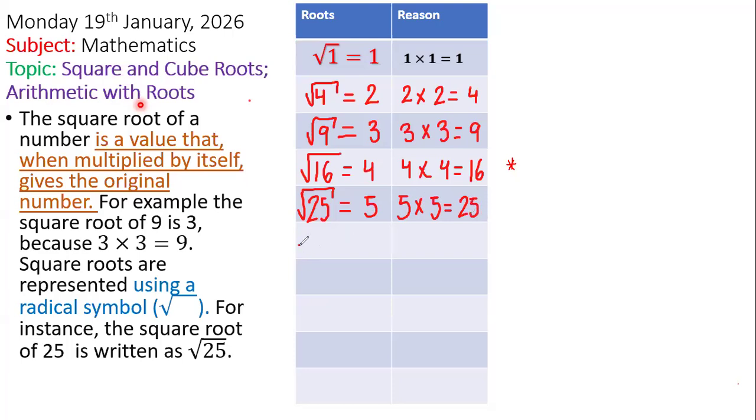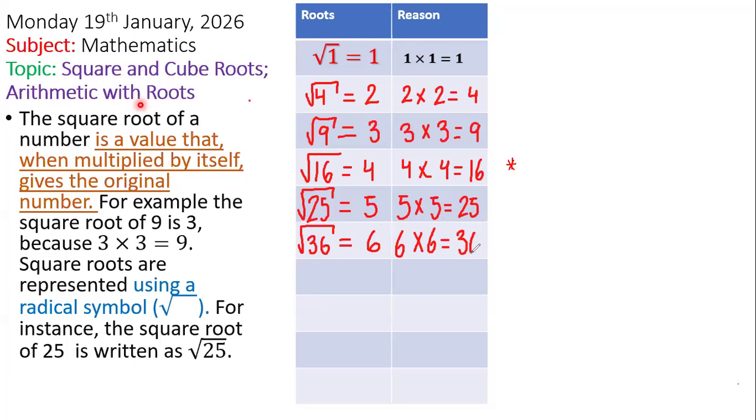Then we have the square root of 36. What is the square root of 36? 6. Very good. What's the reason? 6 times 6 is 36. Very good. 6 times 6 is 36.